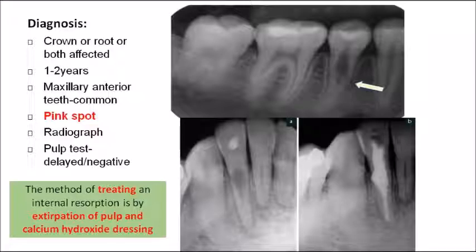The method of treating an internal resorption is by extirpation of the pulp and calcium hydroxide dressing, okay. So the treatment for this internal resorption is extirpation of the pulp and calcium hydroxide dressing. This is not the only treatment, but the mostly preferred treatment is this, so you should know that, okay. So calcium hydroxide dressing is given for the internal resorption treatment.